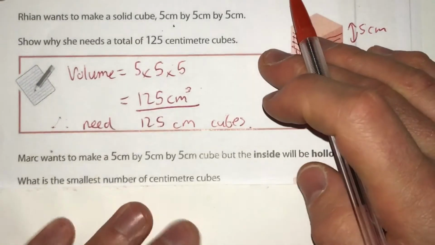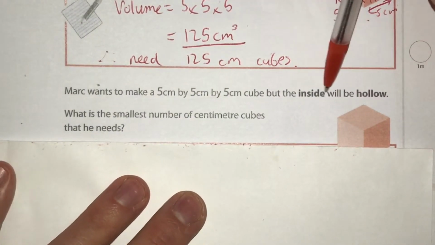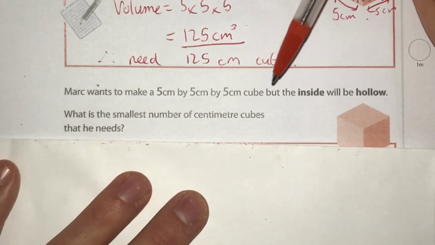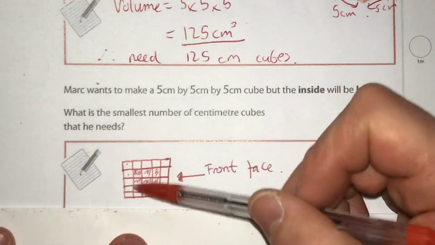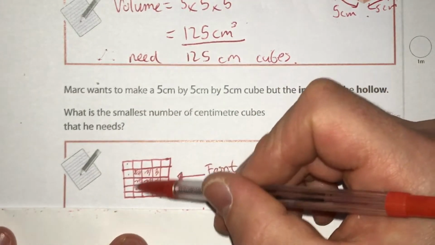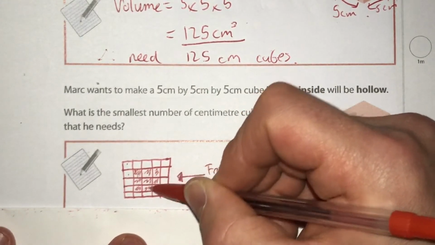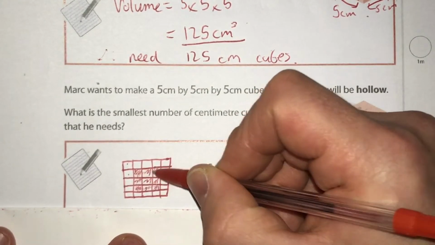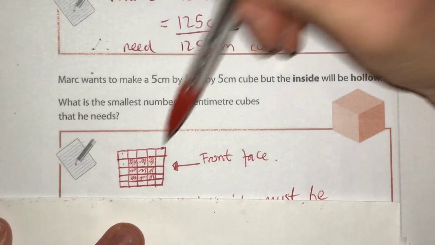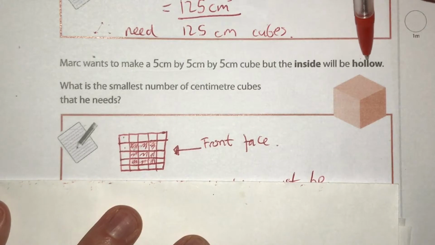times 5 times 5. Okay, for the next one, Mark wants to make a 5 by 5 by 5 centimetre cube, but inside will be hollow. What is the smallest number of centimetre cubes that he will need? So you're going to take out another square inside it. So imagine this is the front face. You would have 25, 5 down, 5 across, 25 in total. But you're not going to remove these from the inside. Sorry, if this is the front shape, this is how large the square would be inside it. But obviously you'd have to leave the front row spare, because you only want it hollow inside, so you won't be able to see it.